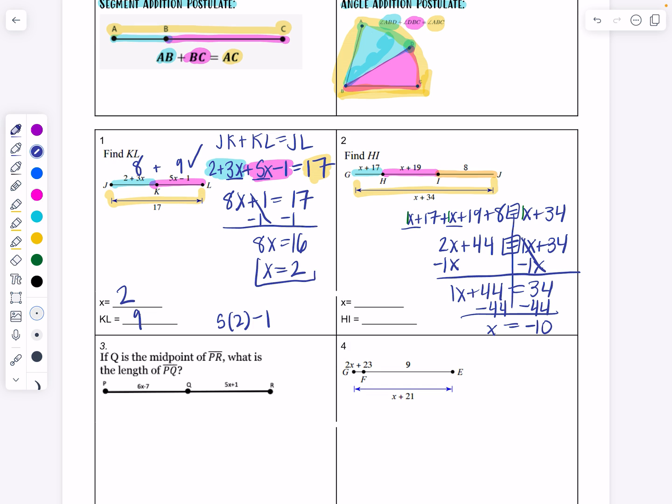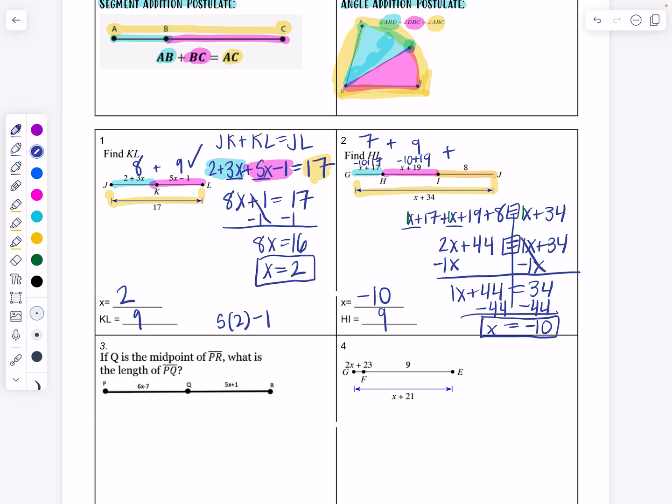So x was 2, and now x is negative 10. That's not saying that the segment itself in length is negative. That's saying that the value of x is negative. So let's plug this into HI. What is HI? Well, H to I is going to be negative 10 plus 19, which is 9. So that should be 9. Let's find the other piece. What is negative 10 plus 17? That's going to give me 7. So how do I know if I did it right? Well, what is 7 plus 9 plus 8?